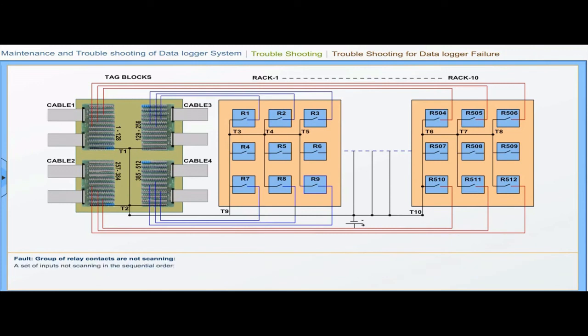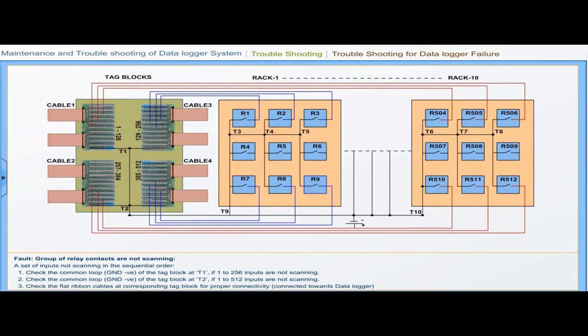A set of inputs not scanning in the sequential order. Check the common loop ground negative of the tag block at T1 if 1 to 256 inputs are not scanning. Check the common loop ground negative of the tag block at T2 if 1 to 512 inputs are not scanning. Check the flat ribbon cables at the corresponding tag block for proper connectivity towards the data logger.